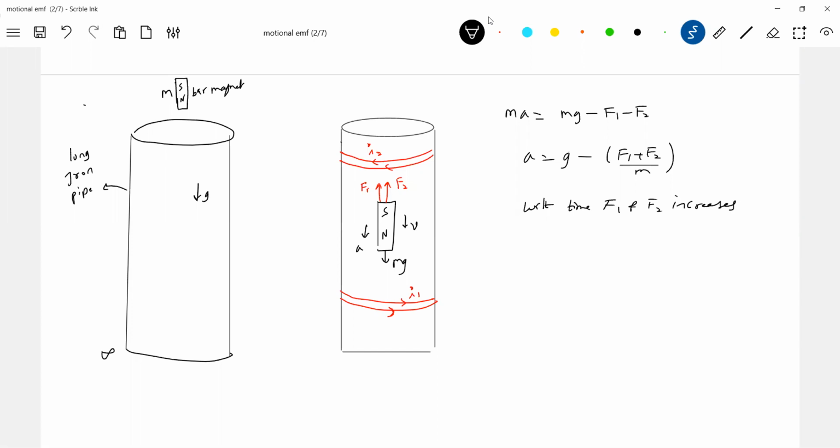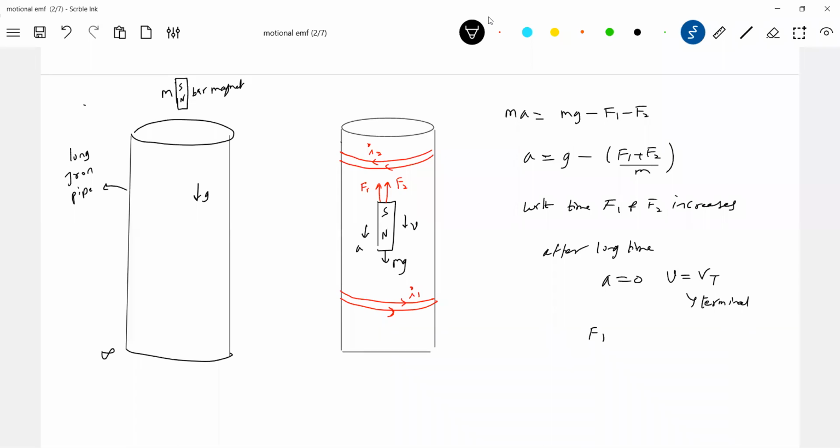Now what is the maximum permitted value of F1, F2? Finally, when the resultant of F1 and F2 becomes equal to mg, the net force on the bar magnet will be 0 and the bar magnet will continue to move with a terminal velocity. After a long time, the acceleration of the bar magnet will be 0, and its velocity will be what I call the terminal velocity. It is similar to viscosity.